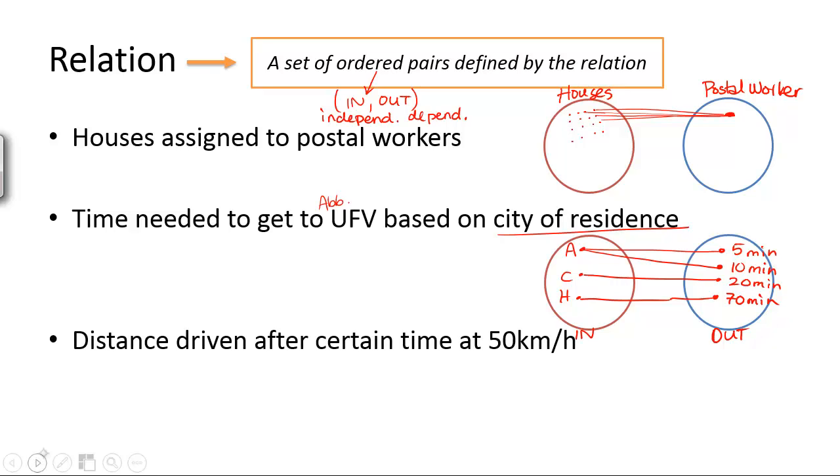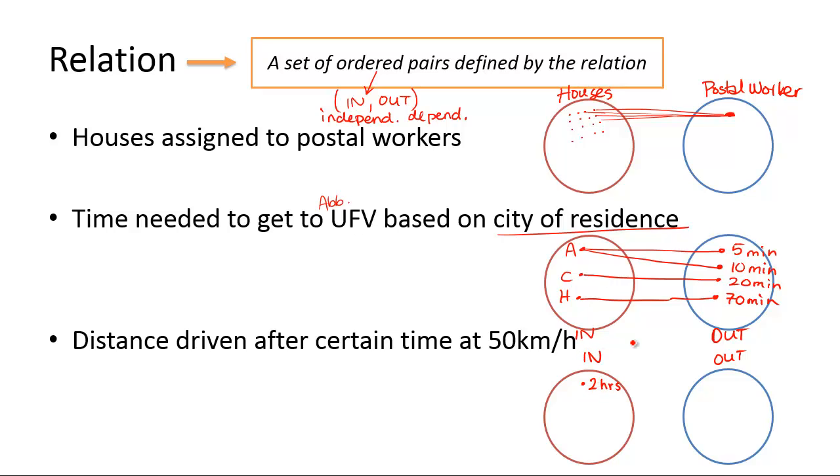Yet another example would be the distance driven after a certain time at 50 kilometers an hour. So if we look at that, say, the distance driven is our output. So say we were driving for 2 hours. That's our independent variable. Time is going no matter what we do. So based on the 2 hours, that would mean that we have gone 100 kilometers. 3 hours would be 150 kilometers.